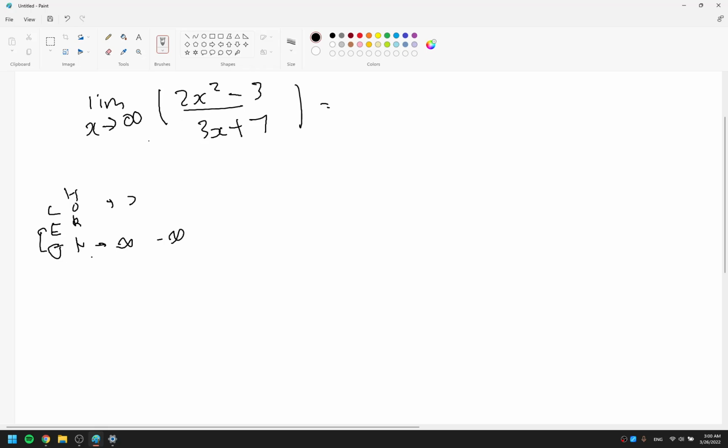If we plug in a big number like 10,000, the numerator would be positive, and the denominator would also be positive. So this is just infinity.